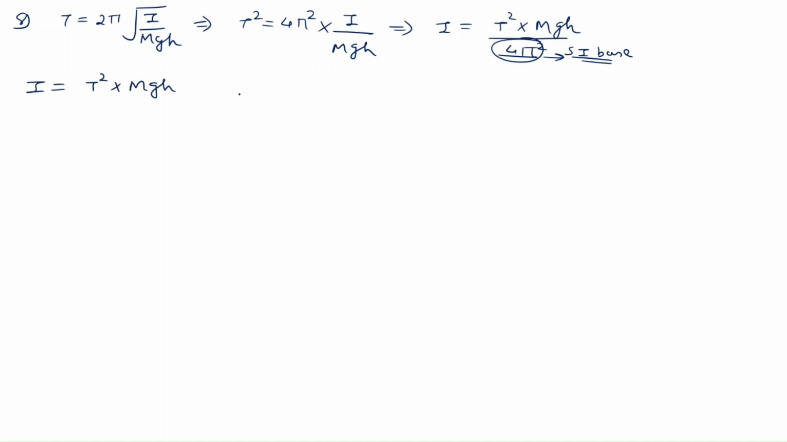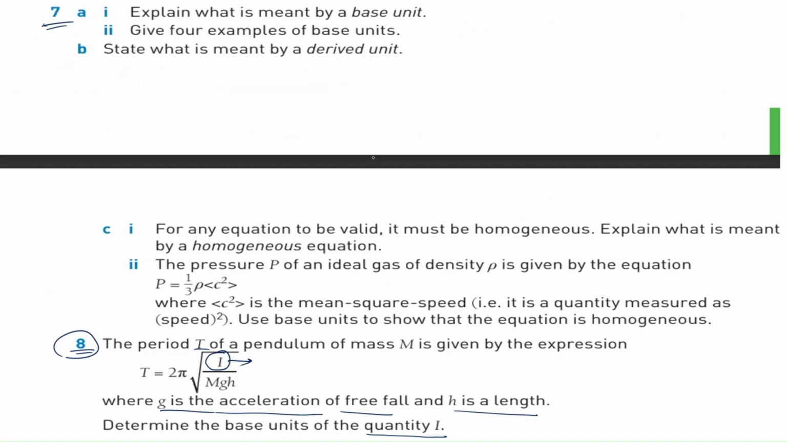Like this formula. Okay, what is T? T is the time period, means second square. M is mass, which means kilogram. G is acceleration due to gravity, which means meter per second square. And h is height, again meter. Now cancel this thing, and we are left with kilogram into meter square. We got the unit of l, which was asked in our question.